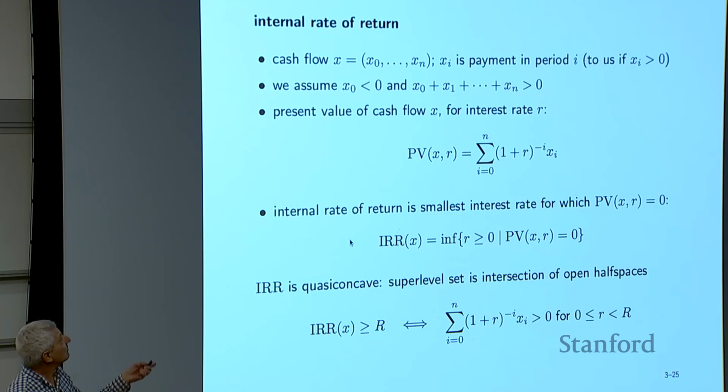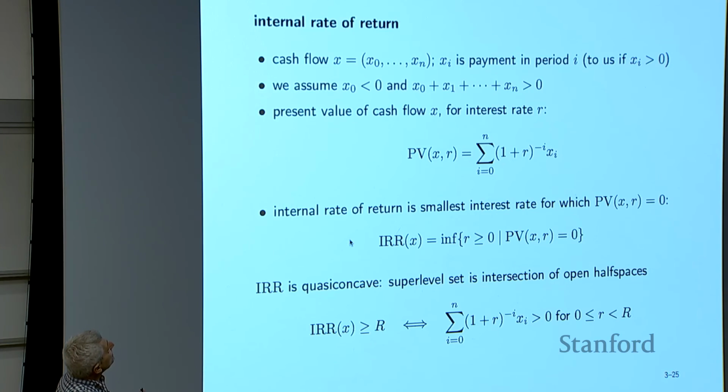So they wire transfer $12 million into a bank account, right? That's x0. Then x1 is probably 0 for a startup. x2 is 0. And then maybe sometime later, somebody acquires them, and then one of the x's is really big. Everybody got this? Okay, so that's a cash flow.